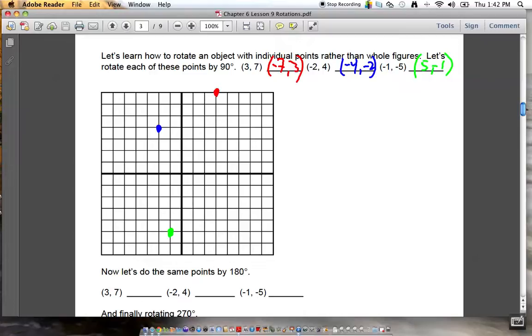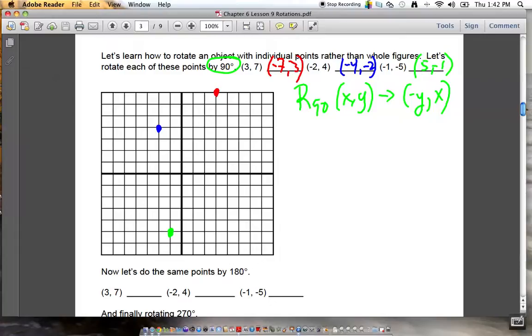Now, those were all rotated by 90 degrees. So in general, if I have a 90-degree rotation of xy, look what's happening. 3, 7, negative 7, 3. What do you think happens to the x? Where does it go? First or second place? It starts off in the first place. Where does it end up? Second place. And the y starts in the second place. What happens to it and where does it end up? First place. And it gets negated. So that's my general rule.